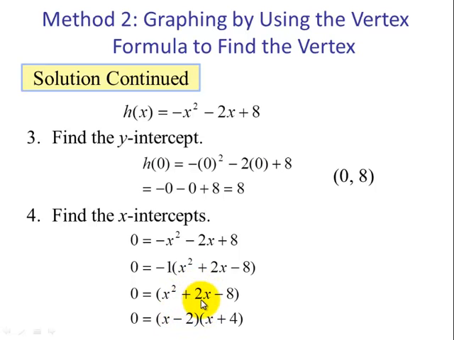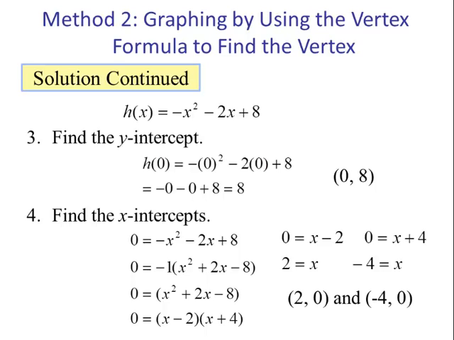Using the zero factor property, I take each binomial and set it equal to 0, and then I solve. I'm going to add 2 to both sides here. I'm going to subtract 4 from both sides here, and we have the answers x is 2 and x is negative 4. So for this quadratic function, there are two x-intercepts, (2, 0) and (negative 4, 0).